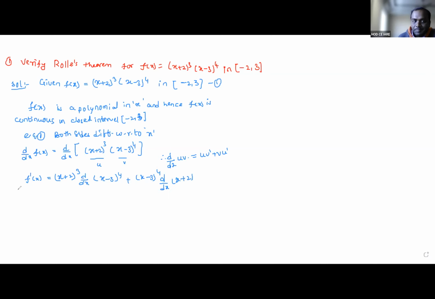Okay, so we can get f dash of x is equal to, d by dx of x to the power of n form. What is x to the power of n? It is n into x to the power of n minus 1.